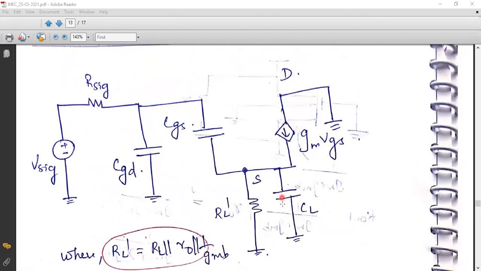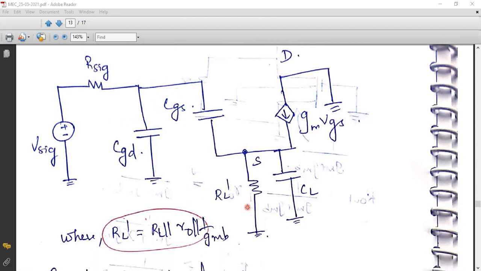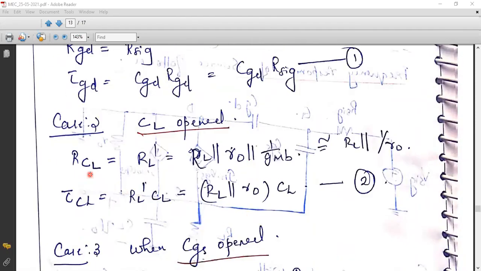Coming to the second case, that is CL. If you remove CL and open it, the resistance that you are getting is RL dash. So directly you can write RCL is equal to RL dash. RCL is the equivalent resistance that you are seeing through the capacitance CL. And the RL dash expression we already know; it is the cumulative effect of the three parallel resistances RL, R0 and 1 by GMB. This is your general equation.